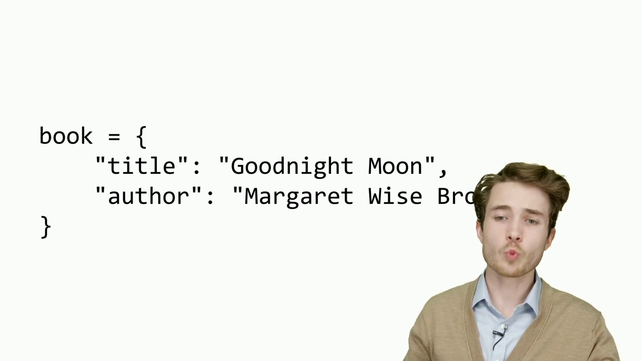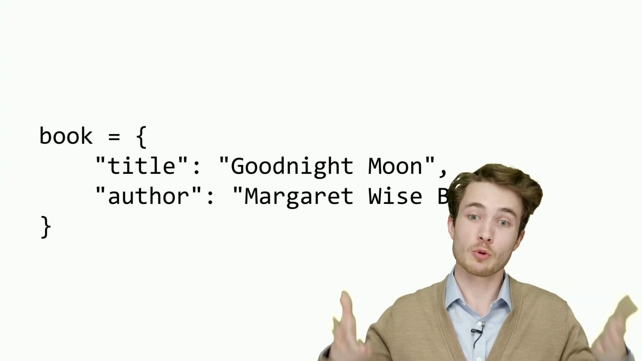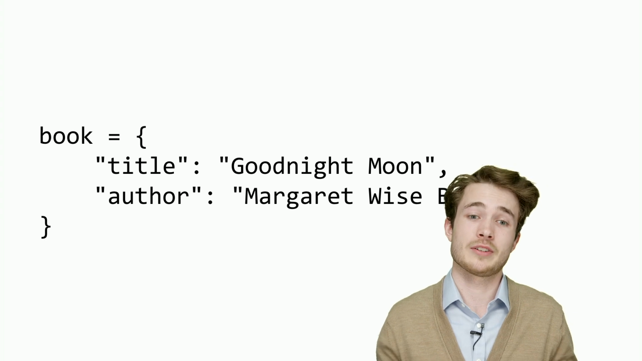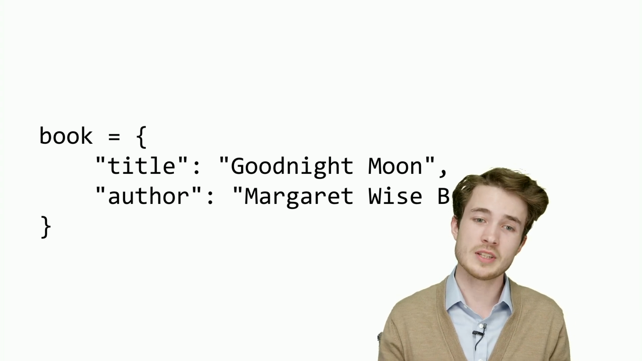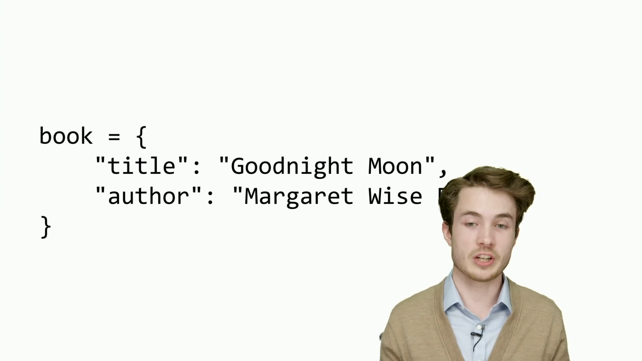But again, this is only one book, so how could we actually get multiple books to represent multiple books in our code? Well, we could keep this same style of dictionary, where we have a dictionary for every book, and it has the two keys, title and author. But we could also make a list of them, a list of dictionaries. So let's take a look at this.